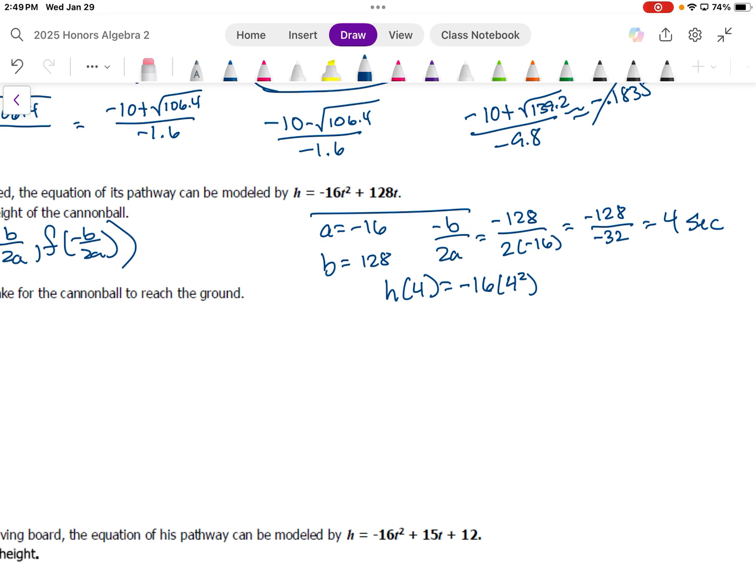It's the 4 squared plus 128 times 4 equals. All right, so this is negative 16 times 16 plus 4 times 128, which is 512. This is negative 256 plus 512, which is equal to 256 feet.